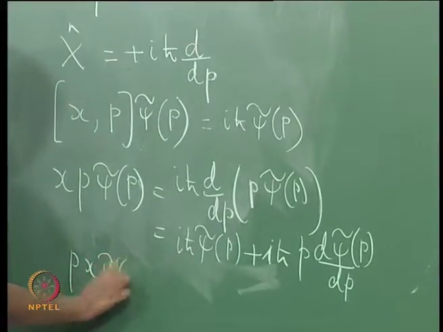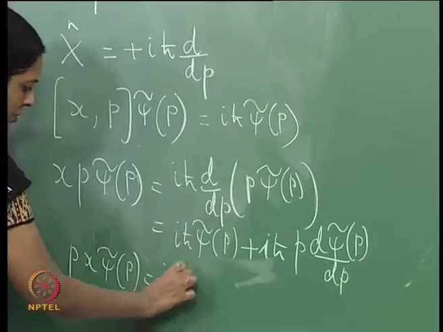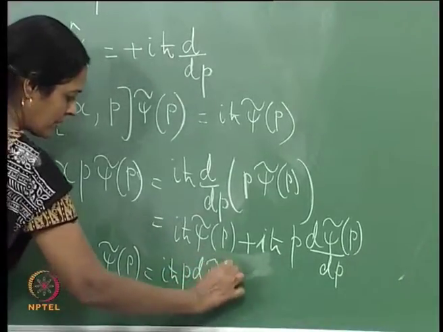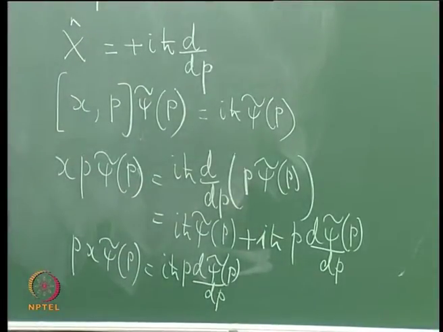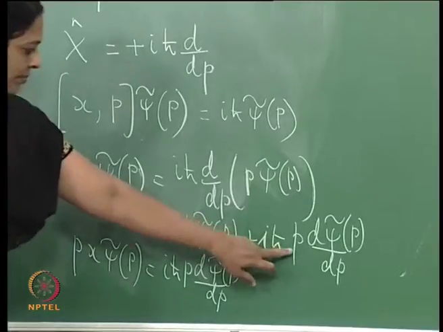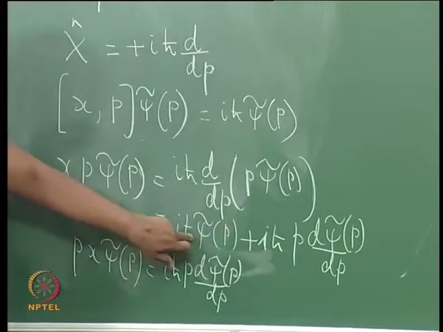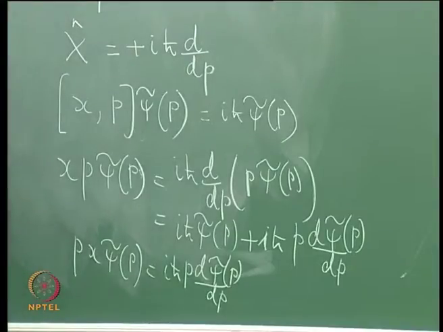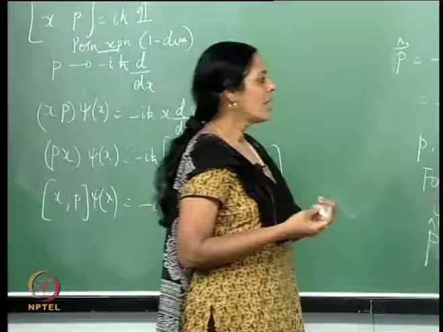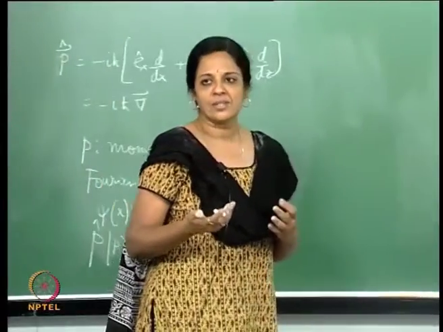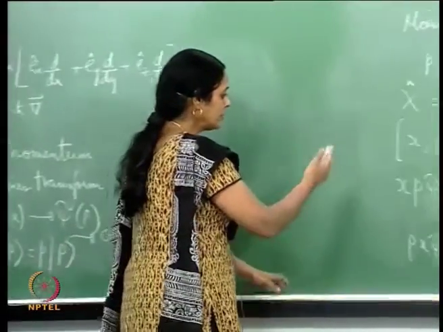Now px ψ̃(p) is iħ p dψ̃(p)/dp, and therefore between the two of them the commutation relation is satisfied. This term cancels with that, leaving behind iħ ψ̃(p). So in the momentum representation, which is another important representation, I would like to expand the states and write the operators as functions of momentum, and the states are expanded in terms of the momentum basis functions, ψ̃(p) for instance.